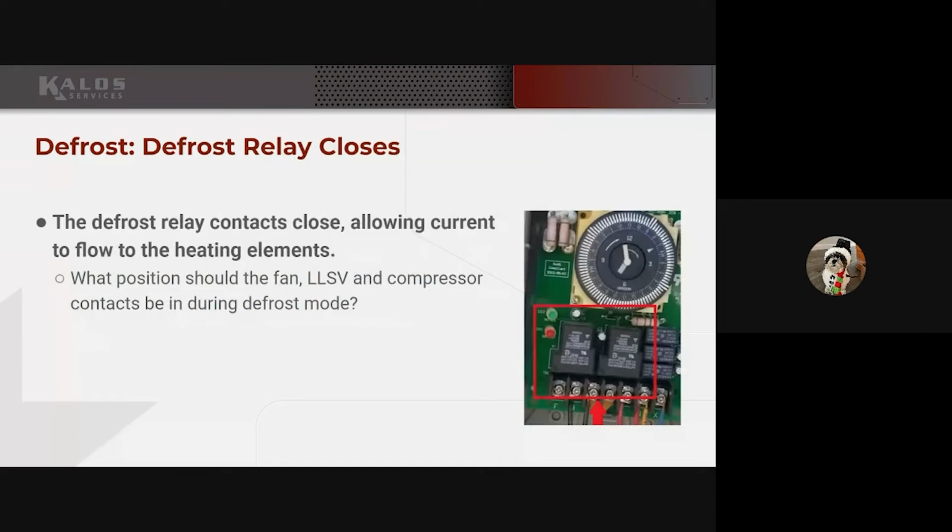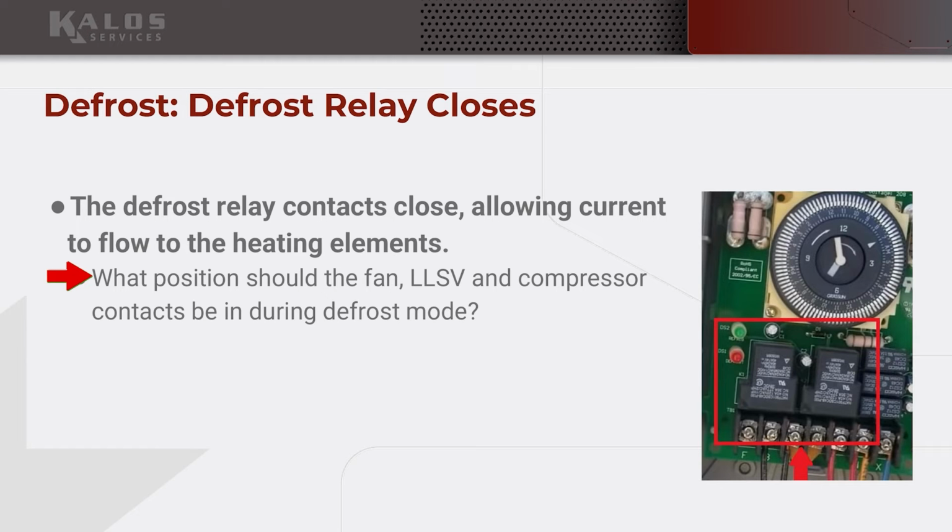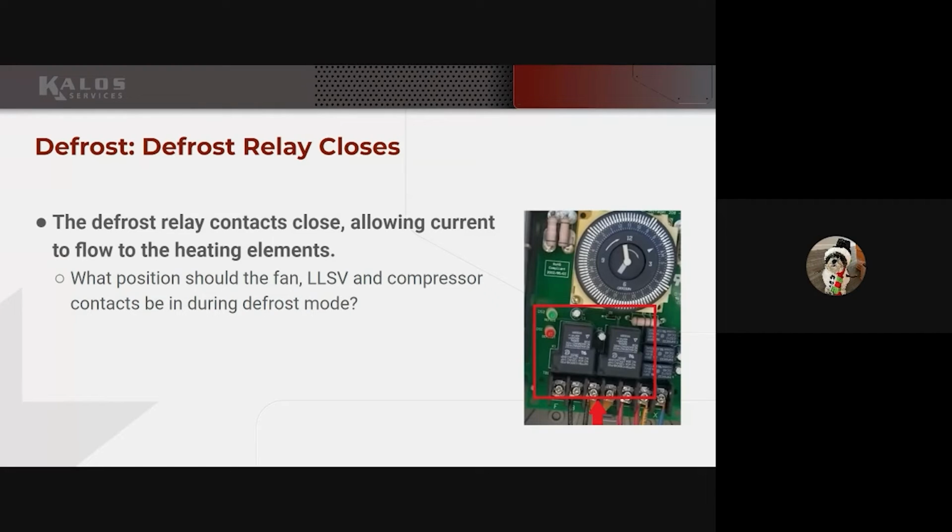Yeah. I actually kind of wrote this question wrong. So the fan and compressor, those should be open, right? We should be killing power to those. The liquid line solenoid should be closed. And why would that be? Why would the liquid line solenoid be closed, whereas the compressor and fan contact would be open? I mean, the circuit would be open, wouldn't it? Because it would be de-energized.